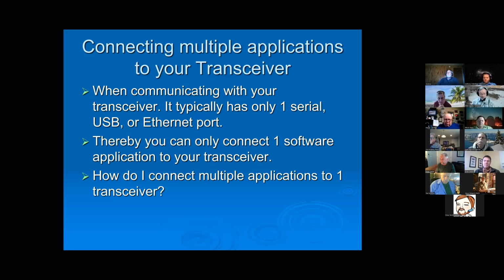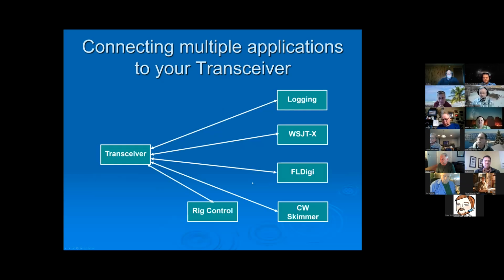So we're going to be talking about how we can connect multiple applications to our transceiver that only has one little connection. Hopefully that'll interest enough of you. Typically, the problem we're trying to solve is that we have a transceiver out there and we're trying to connect our logging program. Most of us run WSJT, and we want to connect that for some kind of contest. FLDigi or CW Skimmer is a really nice thing to throw in there.